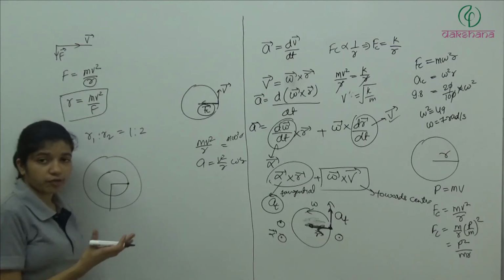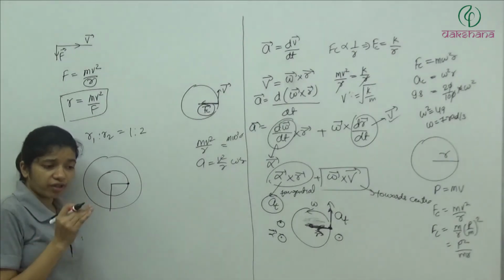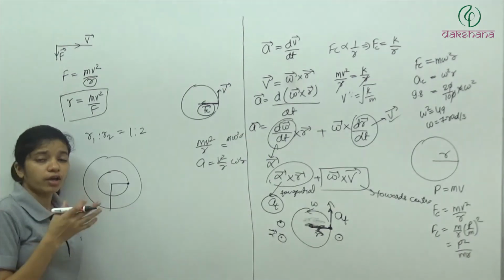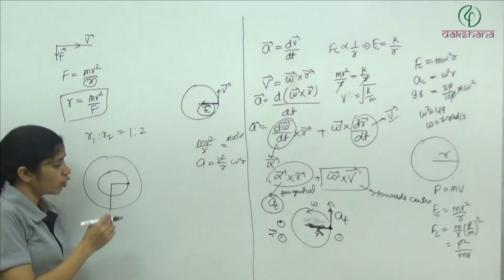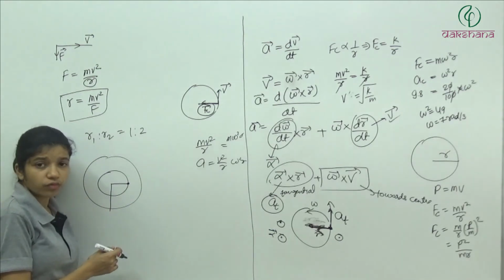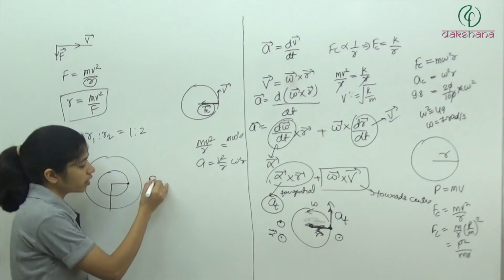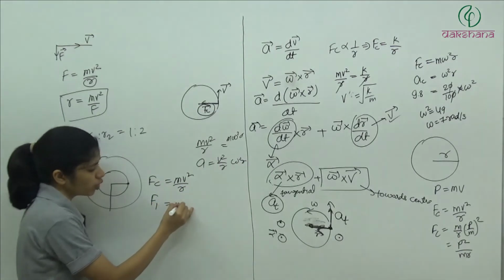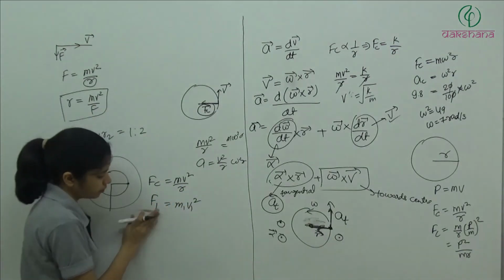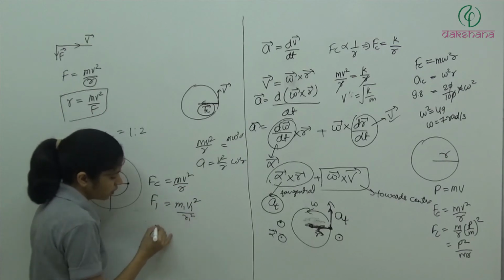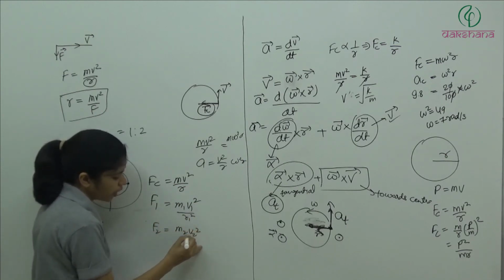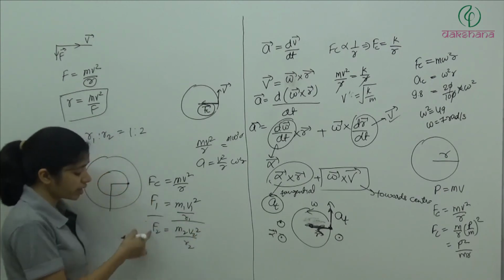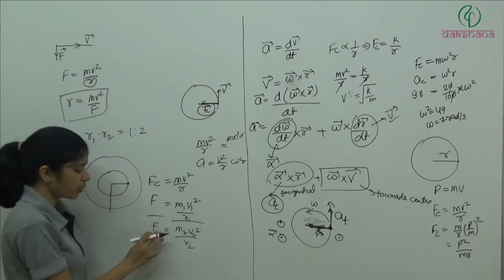So they will have some centripetal forces on them. They are saying that if both have the same centripetal force, then what should be the ratio of their velocities? Clear? So we are applying the same centripetal force on both, so what will their velocities be? What is centripetal force? mv square by r. So F1 is equal to m1 v1 square by r1 and F2 is m2 v2 square by r2. Now F1 is equal to F2. This is what is given, both centripetal forces are same.